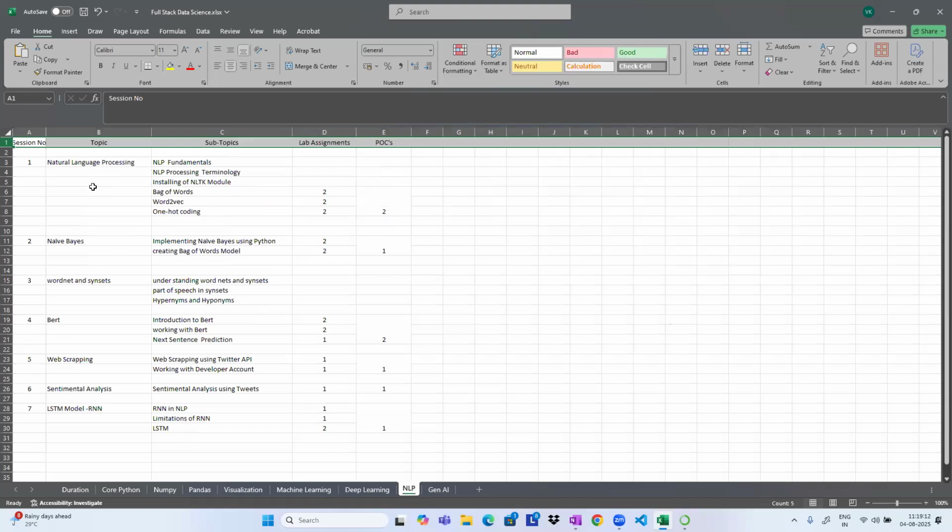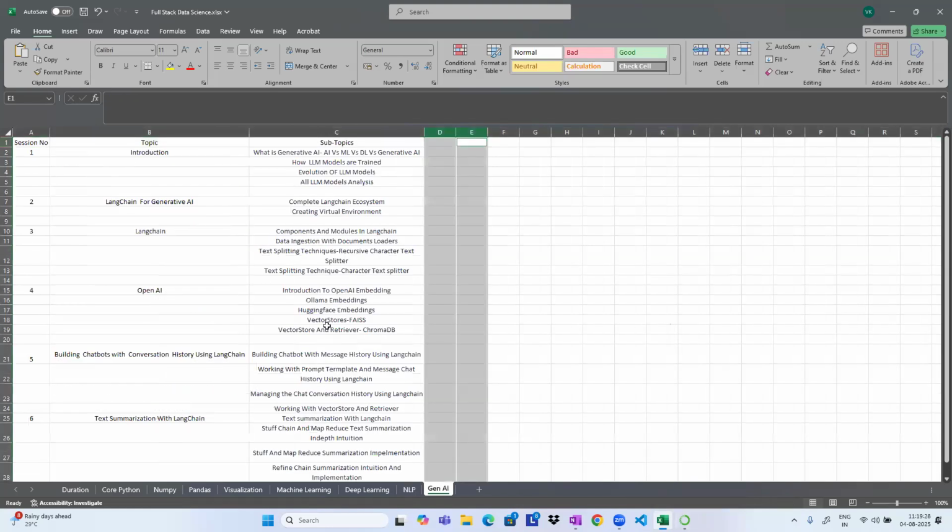And NLP, as I said, some kind of natural language processing, some kind of sentiment analysis, RNN in this one, word nets and all these things we are going to work with. We'll discuss them, word nets and all these things that we are going to use, guys. And finally, we are also going to learn some generative AI classes, guys.